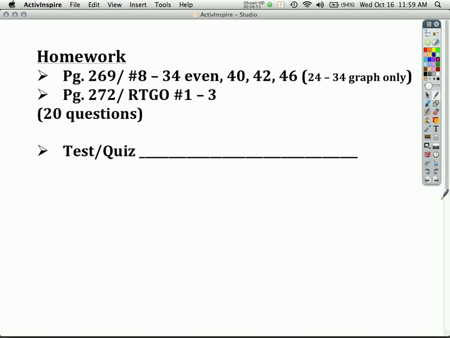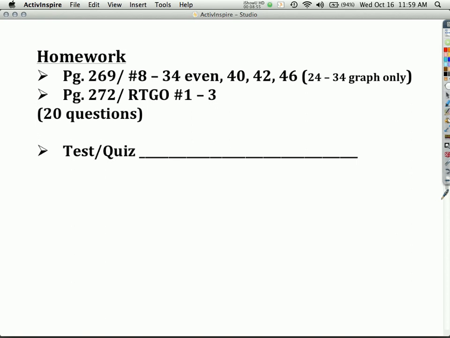Your homework is on page 269. You're doing numbers 8 through 34 even. Then you're doing 40, 42, and 46. Numbers 24 through 34 ask you to do two things. It asks you to graph, and then it asks you to do something else. I only want you to graph. You'll understand when you see it.